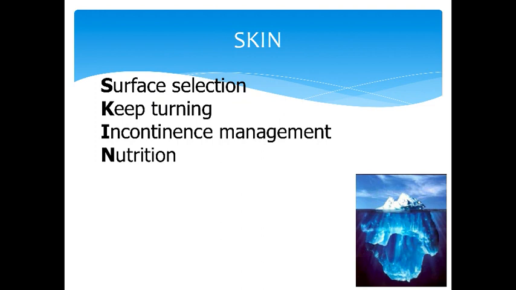So this is my picture with the iceberg. I like that because a lot of times you see this, but this is what's really going on underneath, okay? So when you're thinking about skin and you want to talk about prevention, you want to talk about your surface selection. Does your patient need to be on a different type of surface than just your regular bed? Most hospitals now have pressure redistribution beds or something that's a little more high-tech than the old foam mattresses we used to have. You want to make sure you're turning them. The I is for the incontinence and the N is for nutrition. So just a really neat way to remember these things that are important.